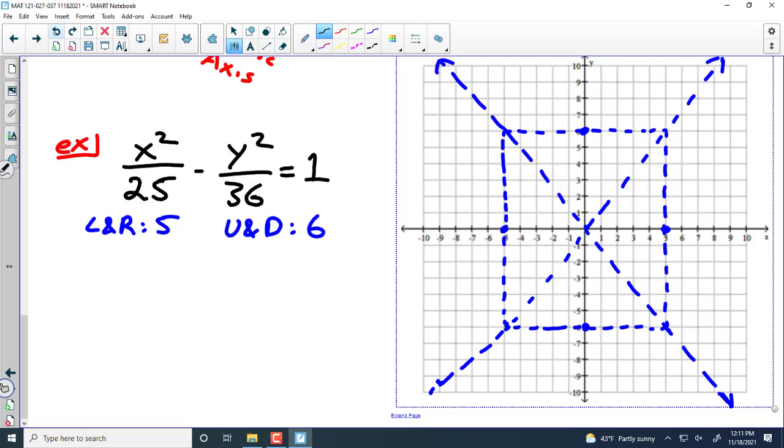And the reason I'm going to stop there is because I want everyone, before I draw the rest of it, to write down what you think the ordered pairs of the vertices are. And while you're at it, I want you to write down the length of the transverse axis. Before I even draw the hyperbola itself, write down where the vertices are, and write down the length of the transverse axis.